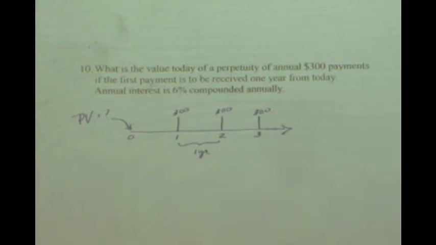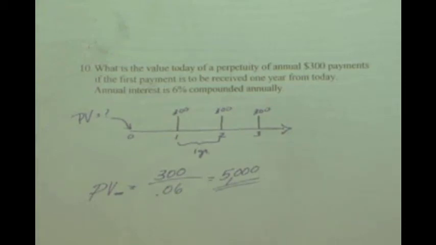Everything's perfectly set up for us. The interest rate fits the time between payments. The present value of the perpetuity is equal to the payment amount divided by the interest rate. So that perpetuity is worth $5,000. Okay.